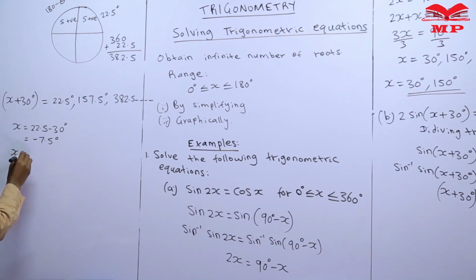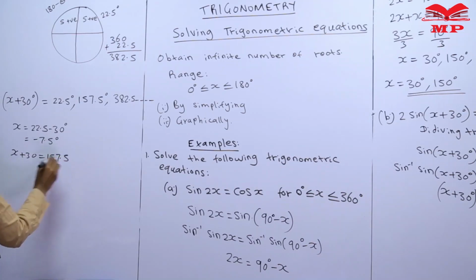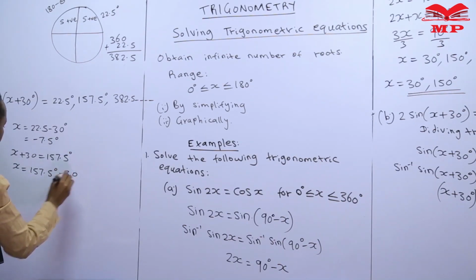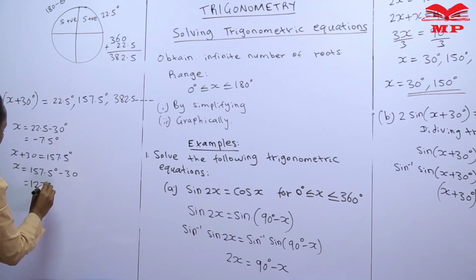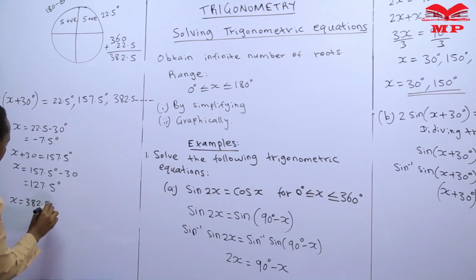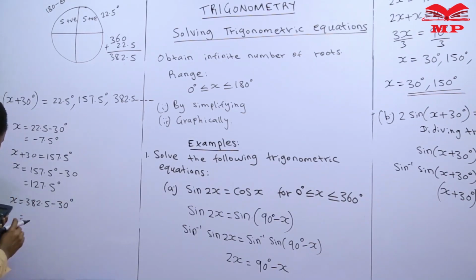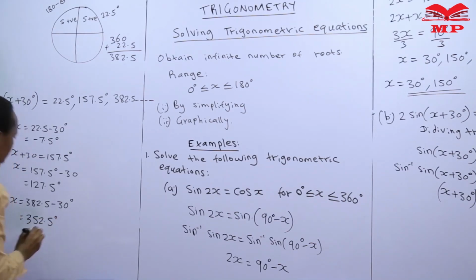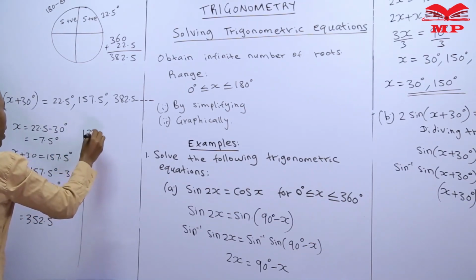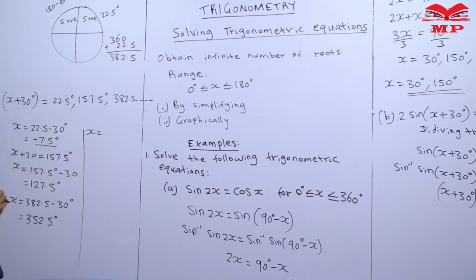Then the other one will have x plus 30 being equal to 157.5, and therefore our x is 157.5 degrees minus 30, which gives 127.5 degrees. Then with the other one, x will be 382.5 minus 30 degrees, which gives 352.5 degrees. And therefore for our solutions for x, we cannot have this one because it is not within the limit.